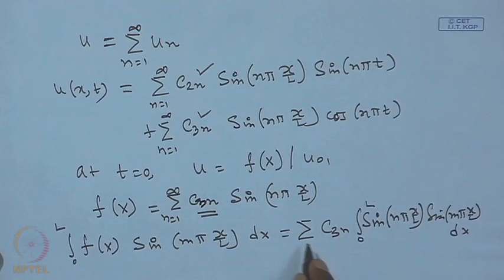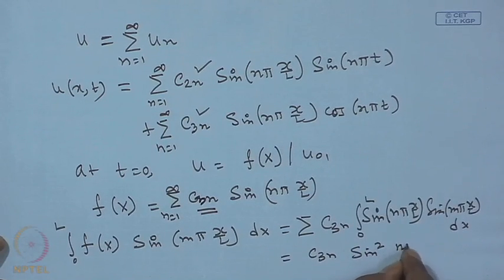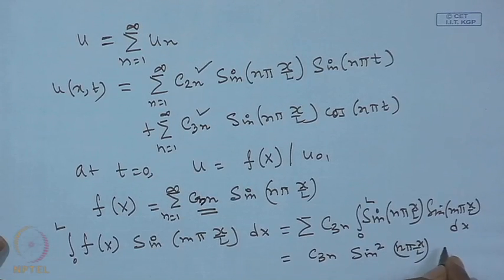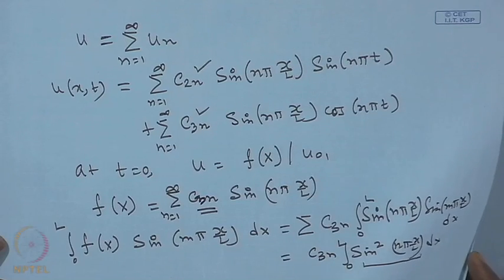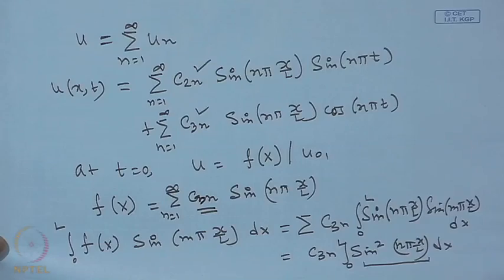So, if we open up this summation, all the terms will vanish because of the orthogonal property of the eigenfunctions. Only one term will survive, that will be C3n when m becomes equal to n: sin square(nπx/L) integral dx from 0 to L, and we know the solution of this will be L by 2 in this particular case. So, C3n we can obtain. So this becomes L by 2.